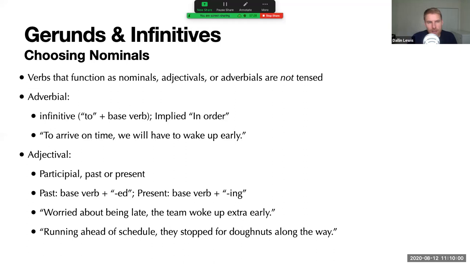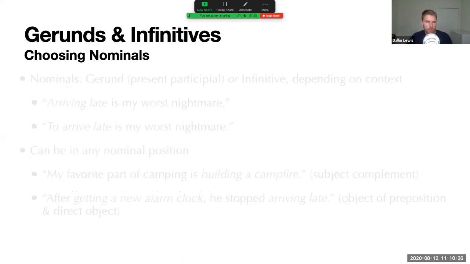So like adjectivals and adverbials, verb phrases can also be nominals. And like adjectival and adverbial verb phrases, nominal verb phrases are not tensed. With adverbials, we use the infinitive form, that is, to plus the base form. They have an implied "in order" before them. And with adjectivals, we use the participial form, past or present, where we add an -ed or an -ing to them. That's just to get us up to speed, remind us.